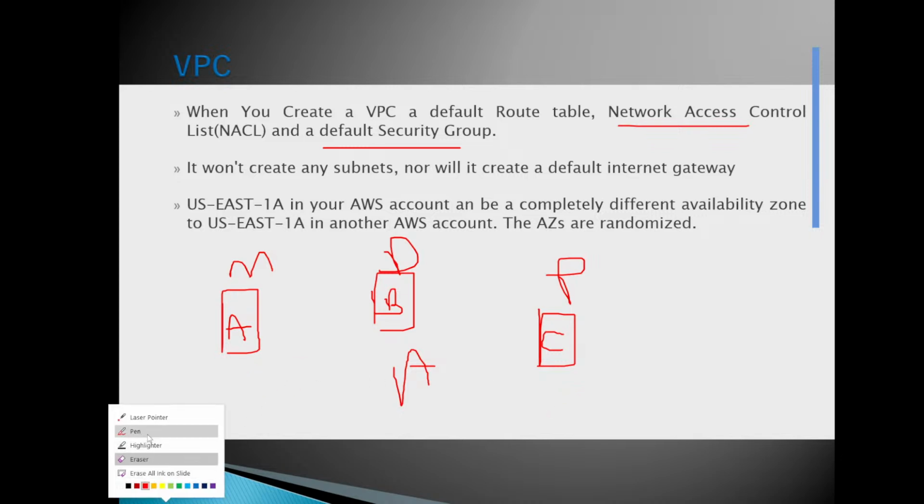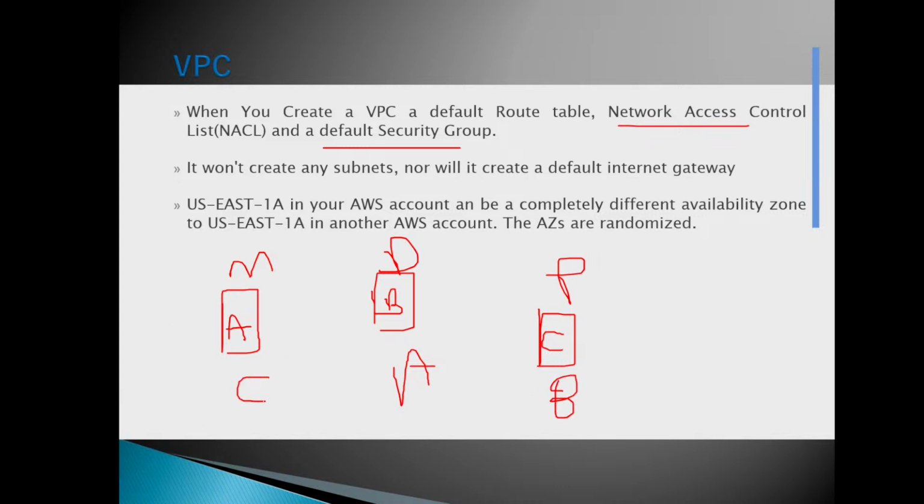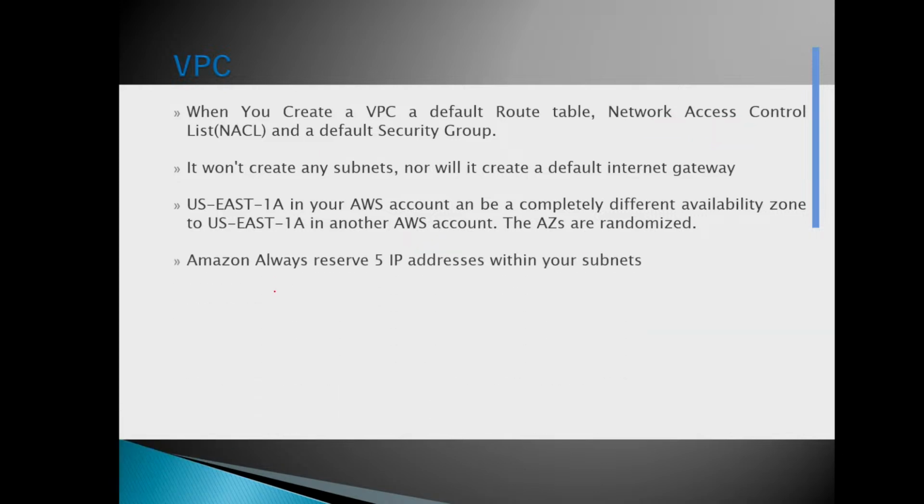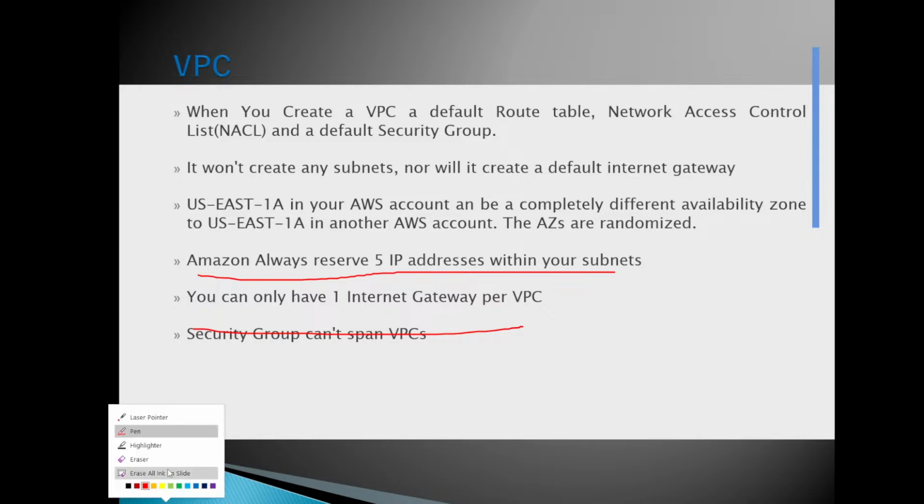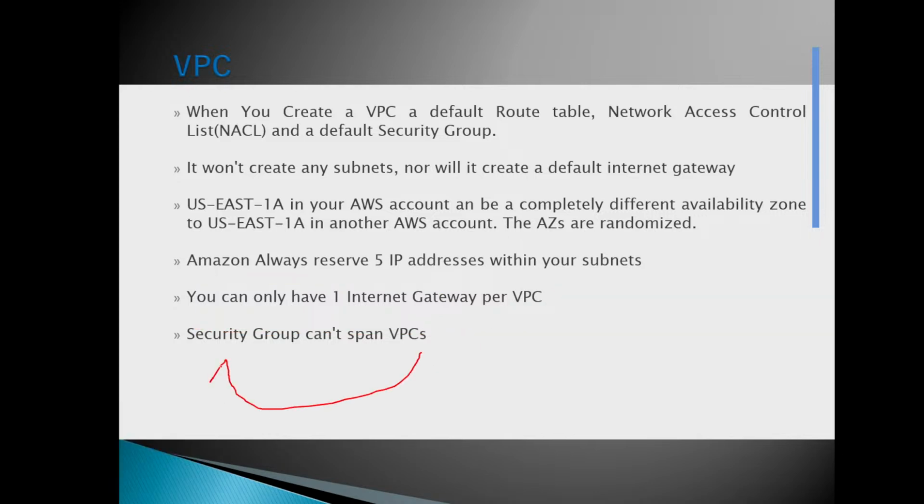Why? Because most of the people are using A as the default one. To make it more random and more distributed, Amazon will change the availability zone in different accounts. So my availability zone A will be Delhi, but for you it can be Mumbai. Amazon always reserves 5 IP addresses within your subnet. You can only have one internet gateway per VPC. A security group cannot be outside a VPC. You have to create a security group within the VPC.